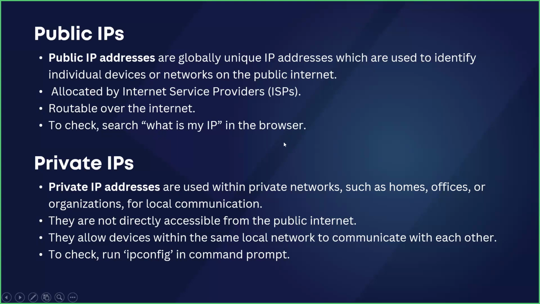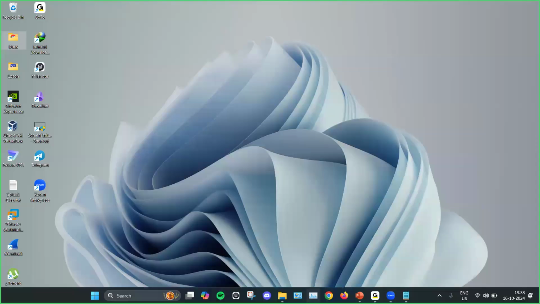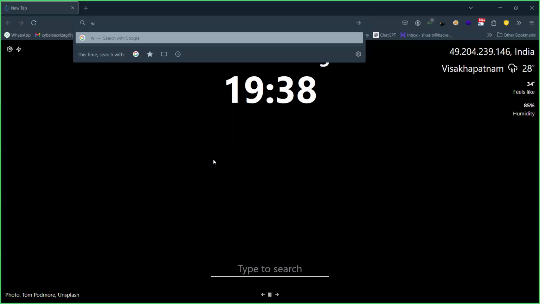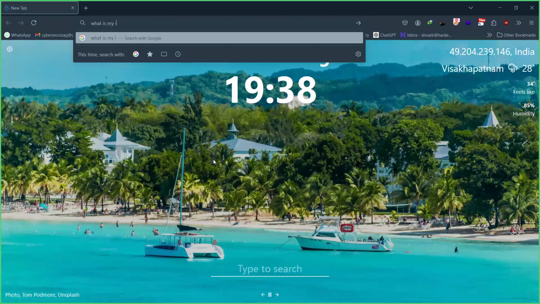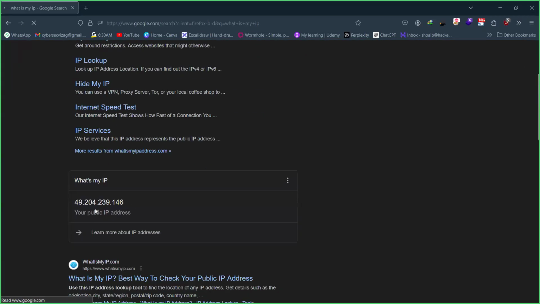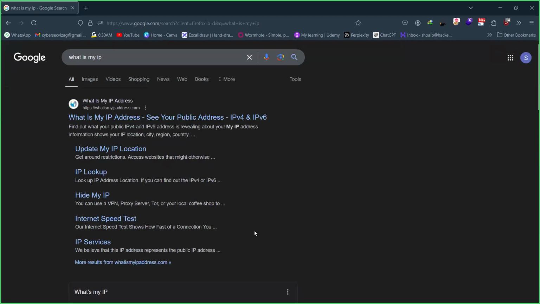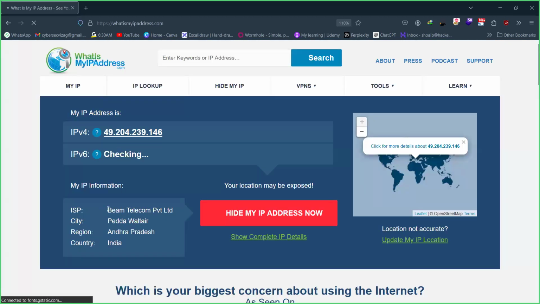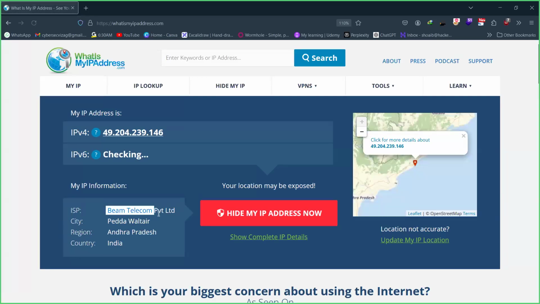So you can just go to your browser and search the query, what is my IP? And that shows you your public IP. So right now, my system or my router is getting this public IP from my ISP. And if I want to know what my ISP is, I can click on this link, and this shows me my ISP also, Beam Telecom. It shows my city, my region, and my country as well, from where this ISP is allocating an IP for me.